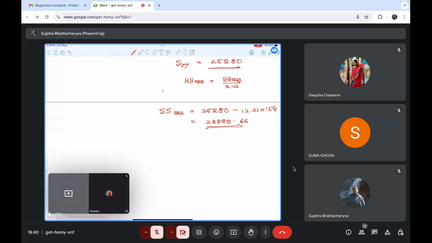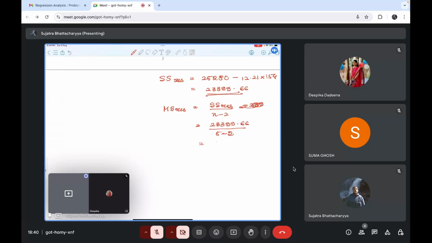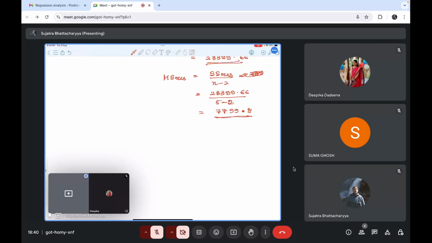Now we need to find MS residual. This becomes SS residual divided by n minus 2, which is nothing but SS residual we have calculated. So 23399.66 divided by 5 minus 2, right? Finally, I'm getting 7799.8. So this is my MS residual. SXX, I know. So what else we need? Beta hat over root of MS residual divided by SXX. This is known.